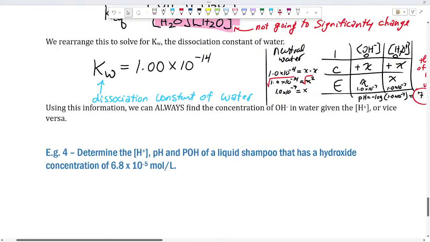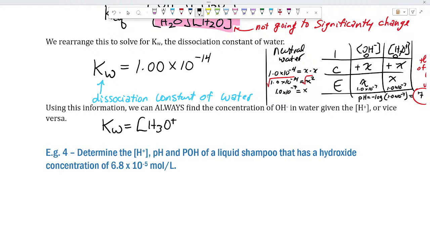Okay, now listen. Using this information, we can always find the concentration of OH minus in water given the H3O plus, or reverse. Here's a rule to know. Remember that Kw is equal to the concentration of H3O plus times the concentration of OH minus. And that always equals 1.00 times 10 to the negative 14 at standard temperature and pressure. By the way, K values change in different conditions.